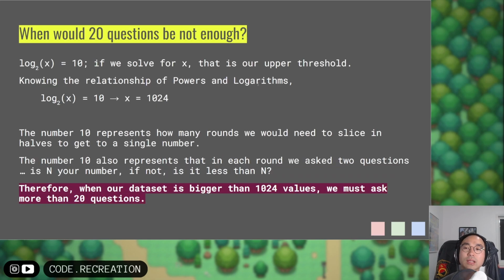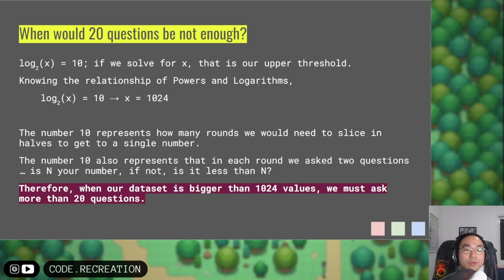Well, that means that log base 2 of x would have to equal 10, as in, since we are doing 10 rounds and each round we're doing 2 questions, we can only do 10 rounds of halving. So if we solve for x, that is going to be our upper threshold of us being able to locate a number using the full 20 questions. And if we know the relationship between powers and logarithms, we will know that if log base 2 of x equals 10, then the value of x must equal 1024.